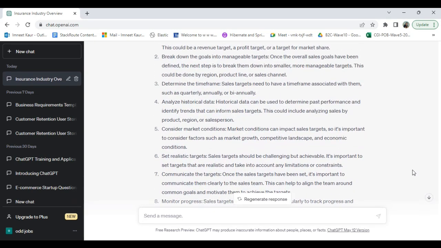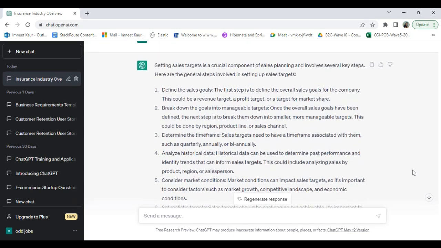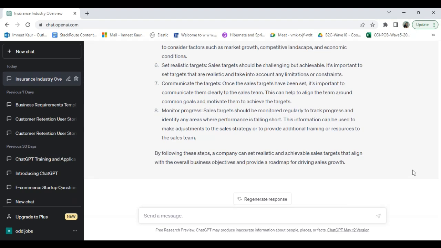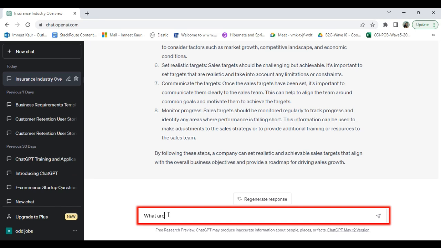And now if you look at the response, it has given us the steps involved in setting up sales target, which is starting from define the sales goals, then break down the goals into manageable targets, determine the time frame, and so on. Now let us ask and be specific about the job positions that set up sales targets in companies. So let me ask, what are some job titles that I can expect to have in sales management team?